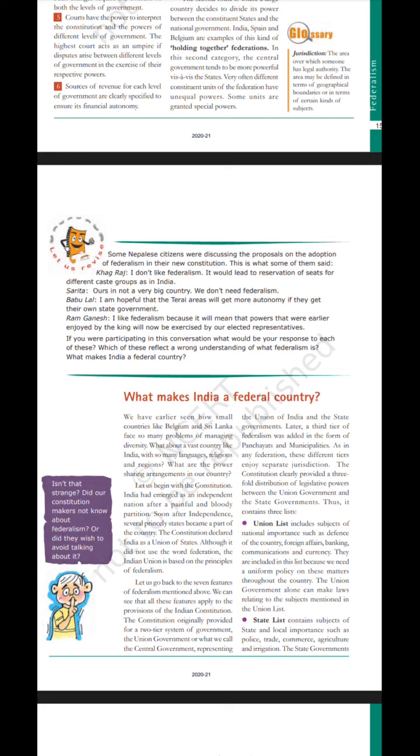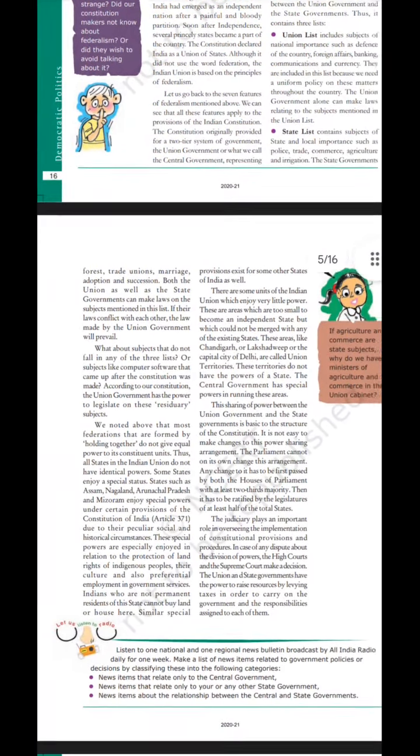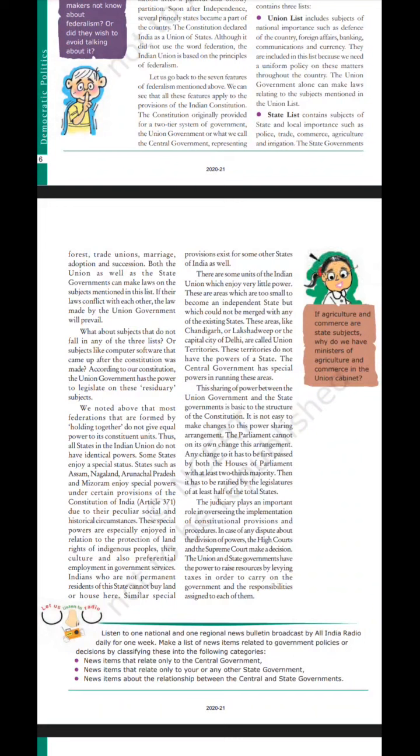The State List contains subjects of state and local importance such as police, trade, commerce, agriculture, and irrigation. The state governments alone can make laws relating to the subjects mentioned in the State List. Take a look at this cartoon. If agriculture and commerce are state subjects, why do we have ministers of agriculture and commerce in the Union cabinet?